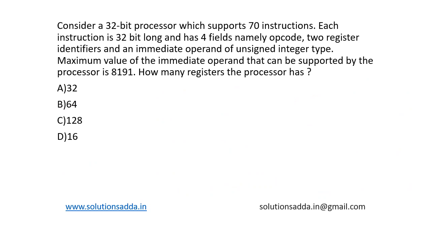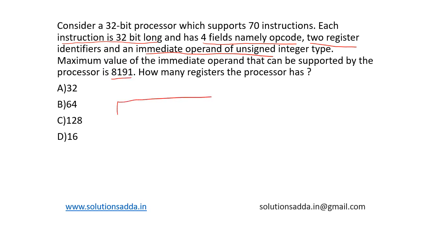Consider a 32-bit processor which supports 70 instructions. Each instruction is 32 bits long and has 4 fields, namely opcode, 2 register identifiers and an immediate operand of unsigned integer type. The maximum value of the immediate operand that can be supported by the processor is 8191. How many registers does the processor have? The important points to note here are that the instruction is 32 bits long, with 4 fields of opcode, 2 register values and an immediate operand of unsigned type, and the maximum value of the immediate operand is 8191.